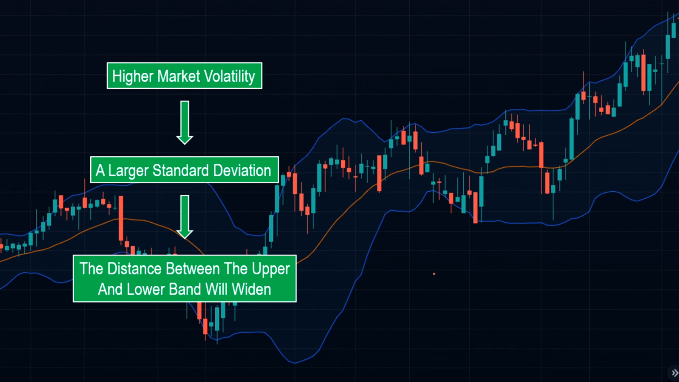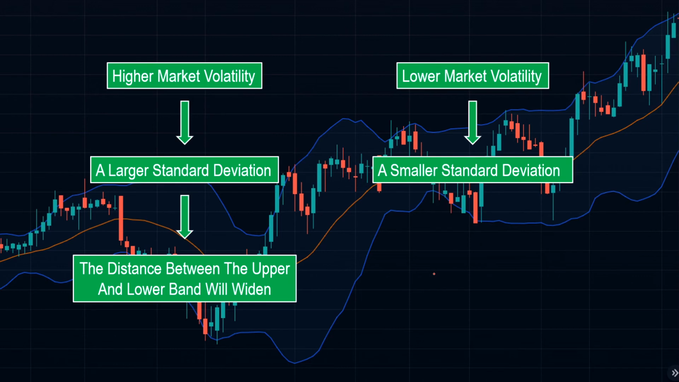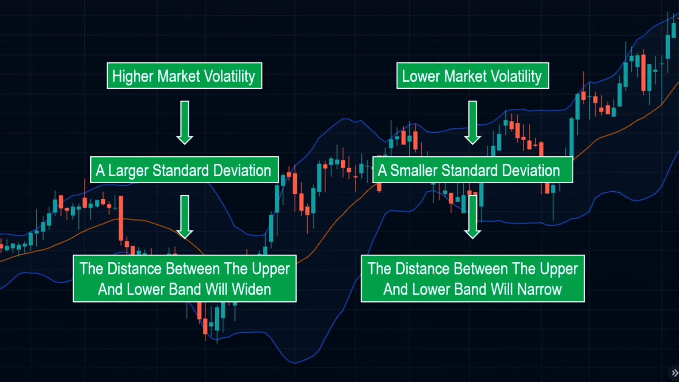On the contrary, lower market volatility means a smaller standard deviation. Then, the distance between the upper and lower band will narrow. This is why the Bollinger Band widens or narrows. The standard deviation indicates the volatility of stock prices in recent days, which is reflected in the band change.